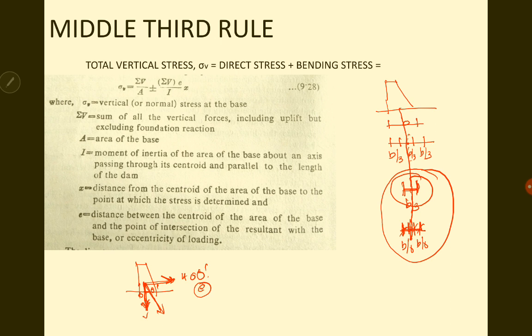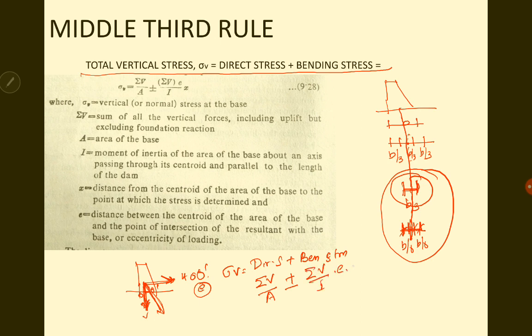So, the vertical normal stress at any point of the dam can be obtained by a combination of direct as well as bending stresses. So, we have the direct stress as well as the bending stress due to the resultant. The total vertical stress that acts on the base of the dam can be obtained by sigma V is equal to direct stress plus the bending stress due to the resultant. Now, what is the direct stress here? That is sigma V by A, plus or minus the bending stress. What is the bending stress here? Sigma V by I into E into X.